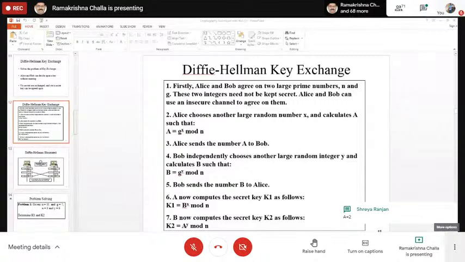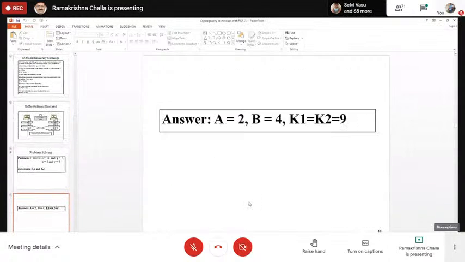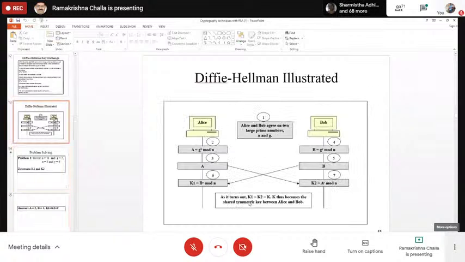Yeah, Shreya Ranjan says A is 2. So let us hear from others also. Shreya says B is 4. Om Shankar Singh, A is 1. How did you get A is 1? Please check your calculations. Om Shankar Singh, please check your calculations. A cannot be 1.